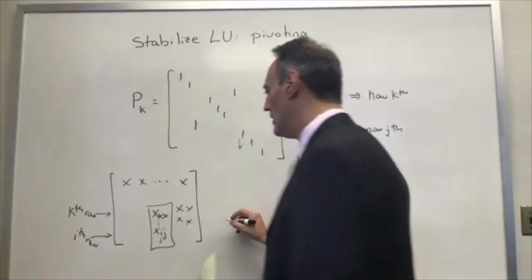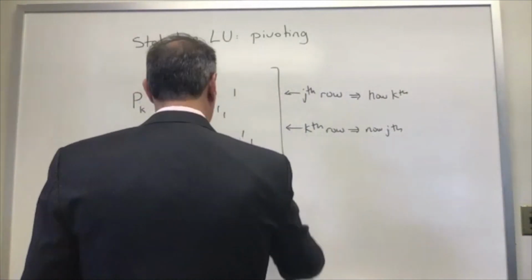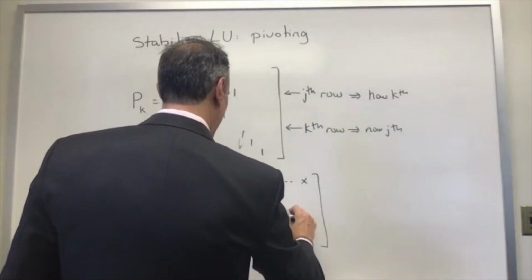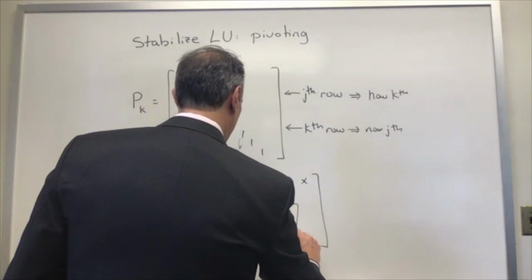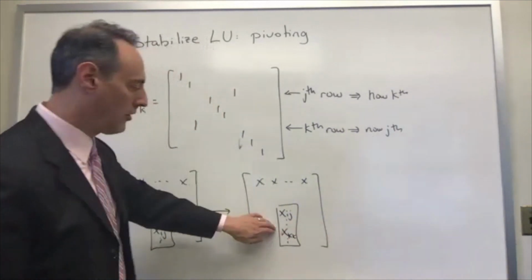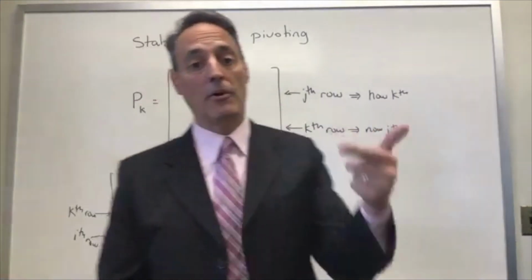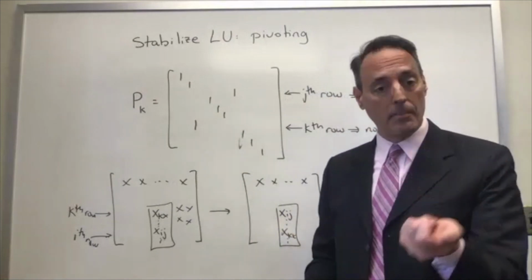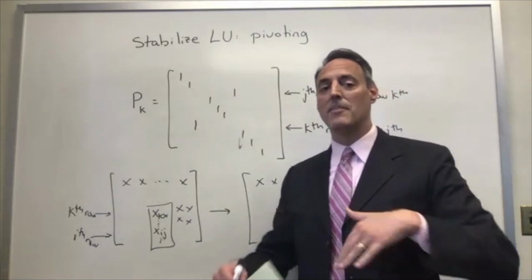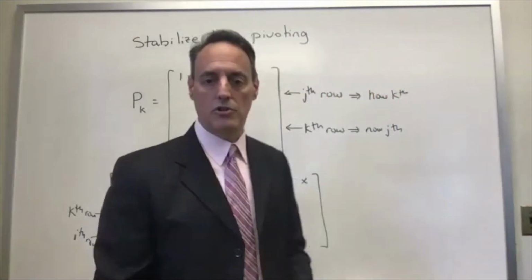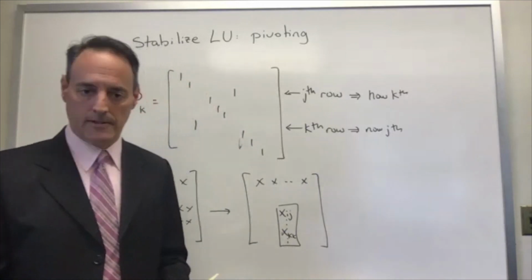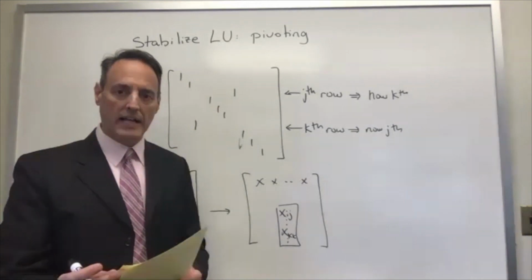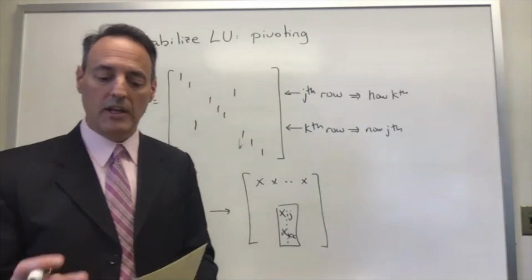And once you've done that, it's going to take this x of ij and put it in that slot, and the x of kk will be down here with all the numbers. And now you're ready to hit it with your L of k that we built in class last time. And what's nice is this is the biggest diagonal value available to you. So in some sense, it's the most stable way to construct the LU decomposition. Okay, so that's the generic structure of thinking about pivoting.